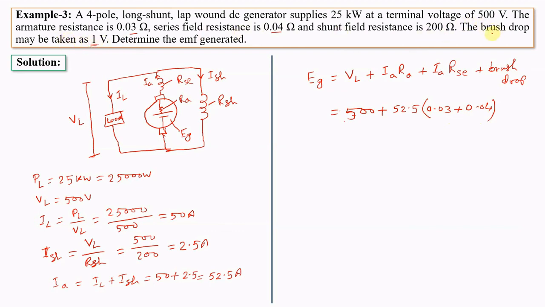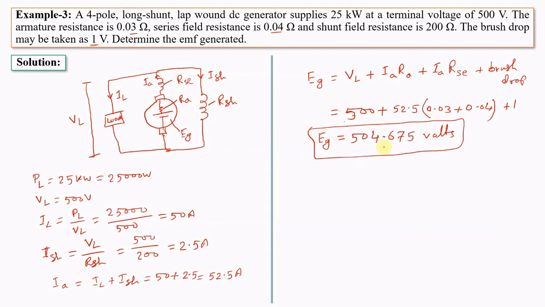Remember here it is given as the total brush contact drop. It is not given as the brush contact drop per brush. So we'll take this drop as the total drop. So plus 1. After solving these values, we will get 504.675 volts. So this is the generated EMF of the machine. So that is the answer. That's all. Thank you.